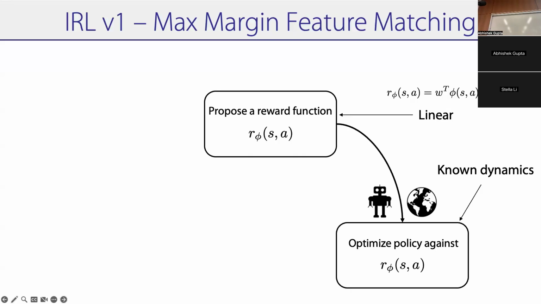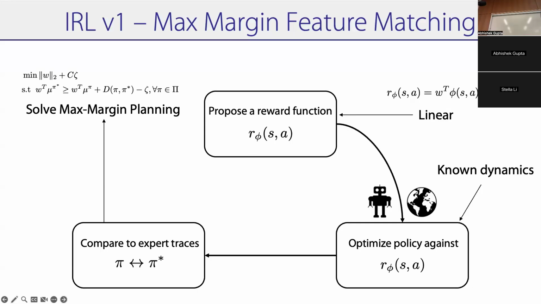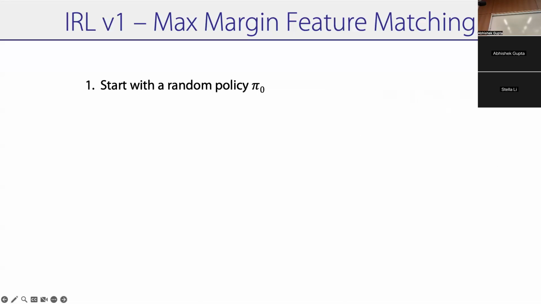We're going to optimize our policy against that reward function. We are then going to try and solve this max margin planning objective to find the next best W. Next best W will give me a policy set. I take that policy set, I add it to my constraint set, and I repeat. So this might be a better way of explaining it.